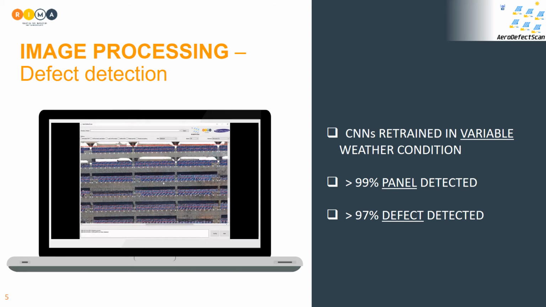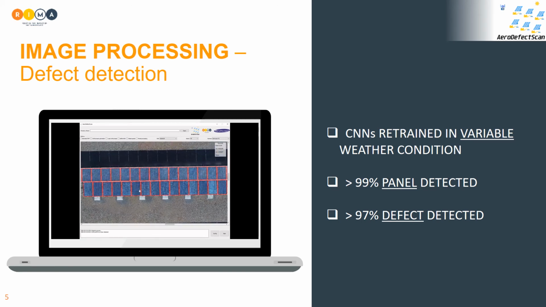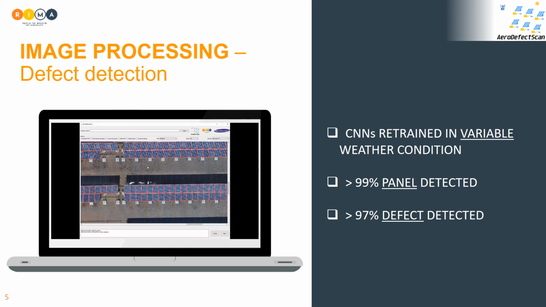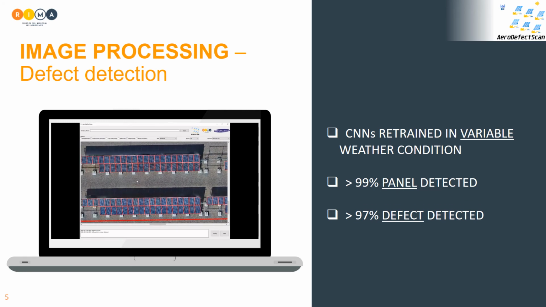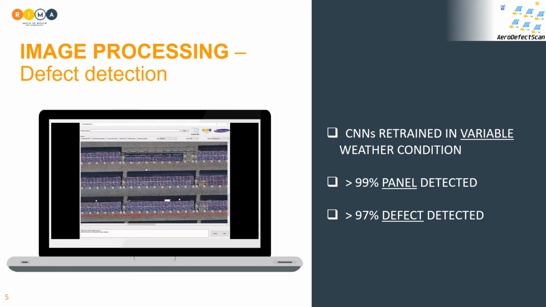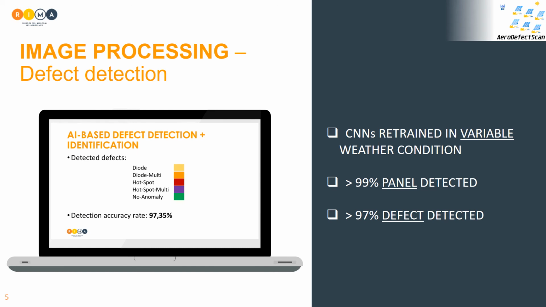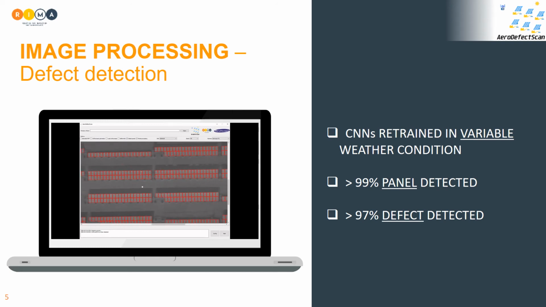Solar panels are detected in the RGB mosaic. A convolutional neural network with UNet architecture has been trained with different types of panels and variable weather conditions. Defect detection is performed in the thermal mosaic. ROVIMATICA version 2 has been trained for panel defect classification.